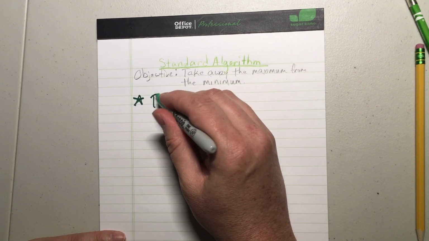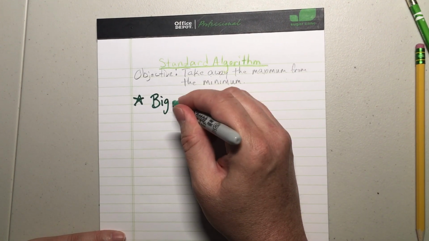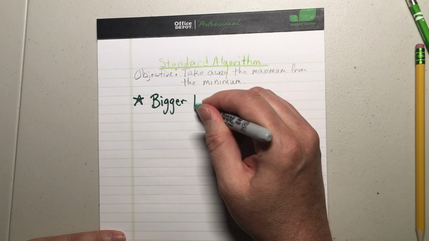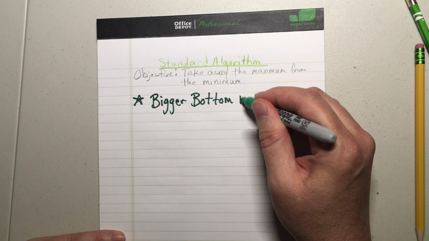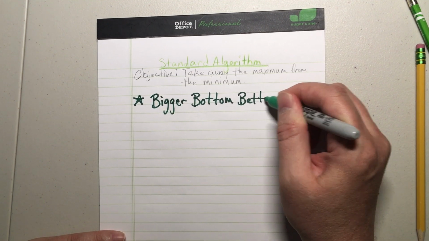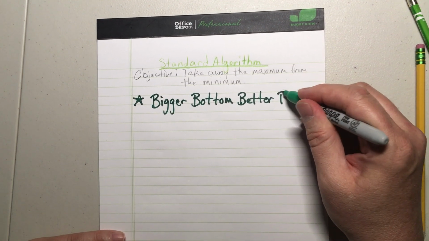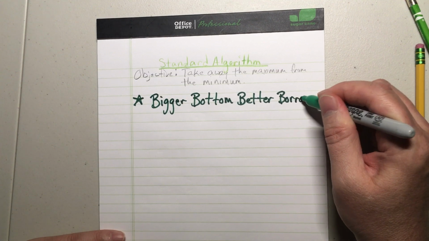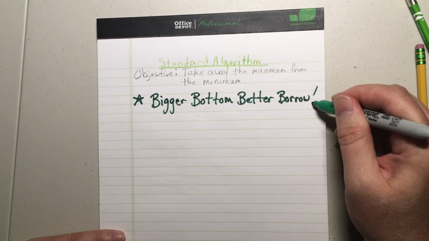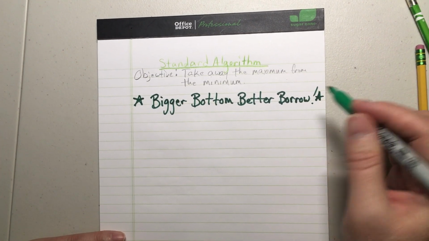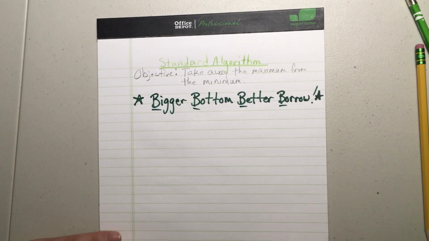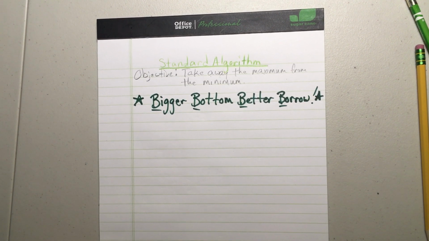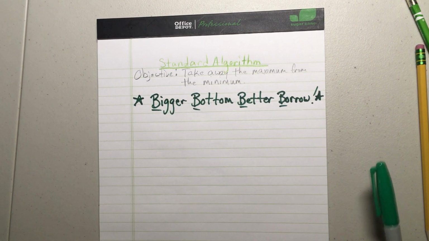It's bigger, bottom, better, borrow. Okay. I can't emphasize how important this is. Bigger, bottom, better, borrow. And you can even say like bigger bottom, better borrow.